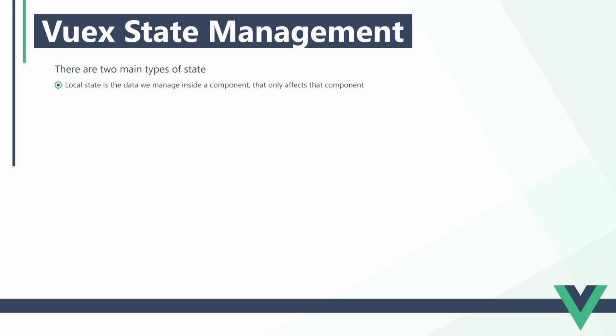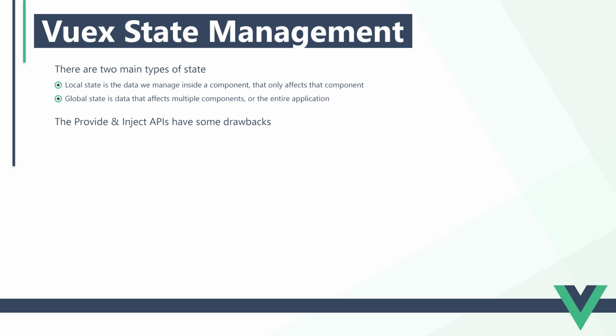Local state is the data we manage inside a component that only affects that component. An example would be a menu that's activated with a button. Global state is data that affects multiple components or an entire application. An example would be a user's authentication status.